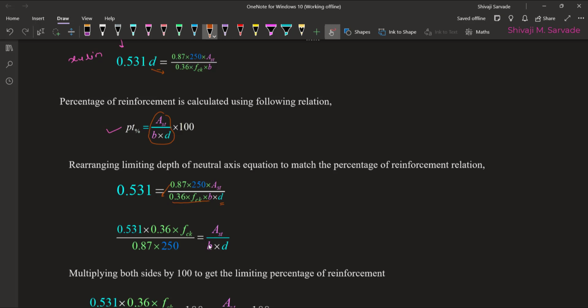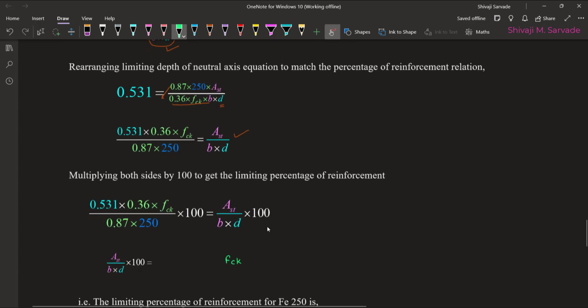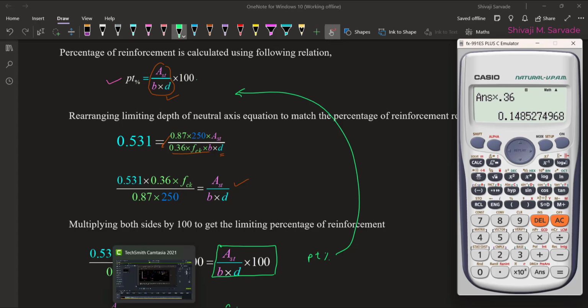So ultimately what we get is a relation which is similar to this expression, but what is missing? The 100 is missing. So we'll multiply 100 on both sides, it doesn't matter. If I multiply 100 on both sides, this is exactly similar to what we have as PT percentage. Now if I do this calculation, I will get the limiting value of PT percentage for Fe250 steel.